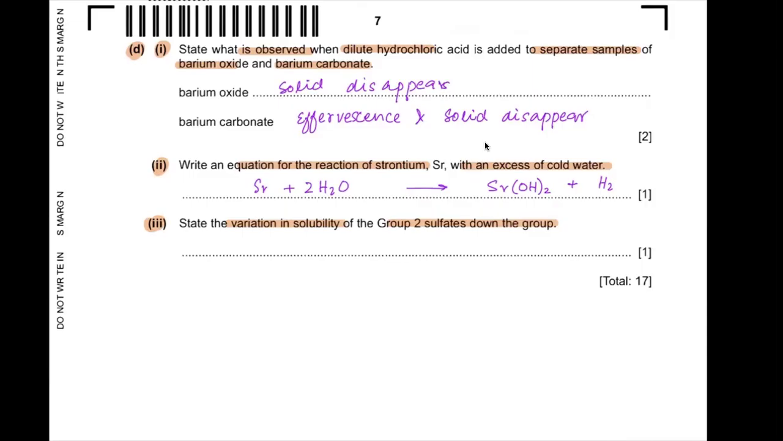So remember the solubility decreases for the group 2 sulfates. Yes, very good, Laiba. Decreases down the group. For the hydroxides, their solubility increases down the group. Okay.